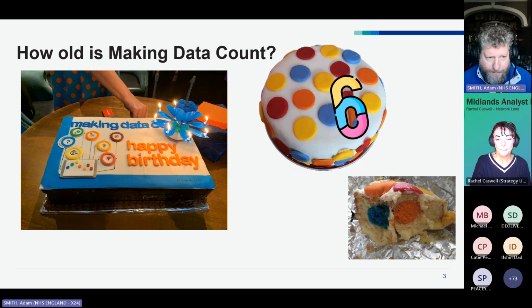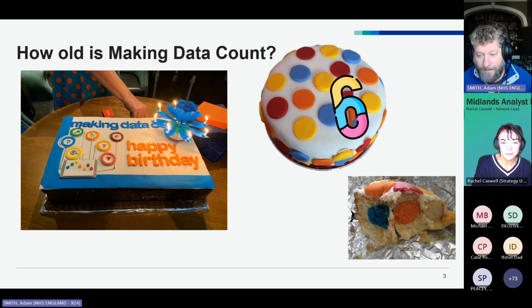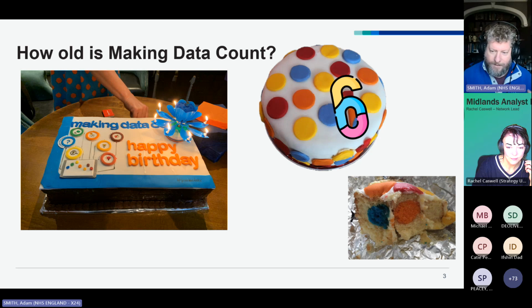How old is Making Data Count? As I say, Sam loves these whizzy bits. Photos of cake. So we are not one, we are six, and we'll be seven this year. So we've got quite a lot of experience now. We've also trained a lot of people: nearly 45,000 people, I think the latest count is. And we've been into 240 plus trust boards. So that's most of the NHS organisations around the country, I think.